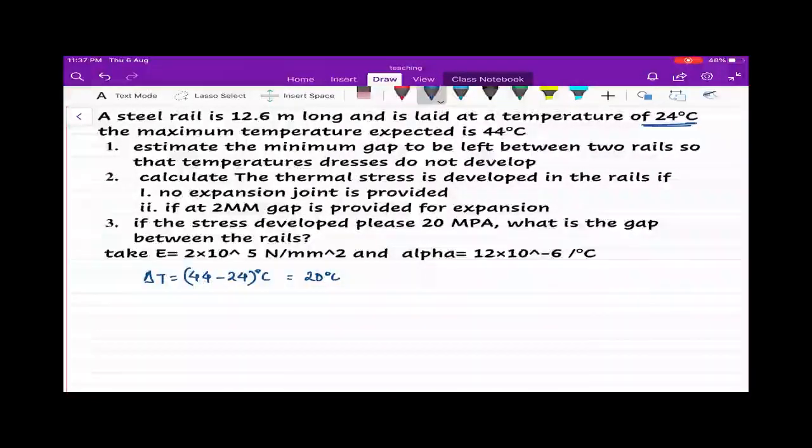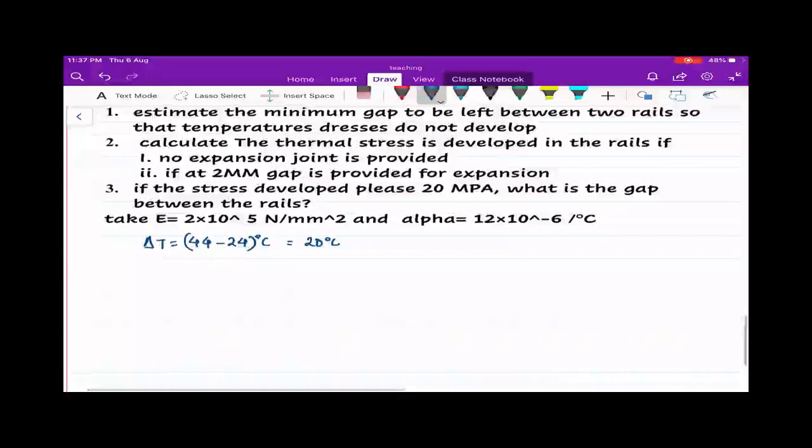Now estimate the minimum gap to be left between two rails so that the temperature stresses do not develop. So our first condition is we need to estimate the gap between the rails so that temperature stresses do not develop. When will the stress not get developed? When there is a case of free expansion. So our first answer will lie with our first case, and our first case will be free expansion. Whenever there is a free expansion condition, stress will not get generated.